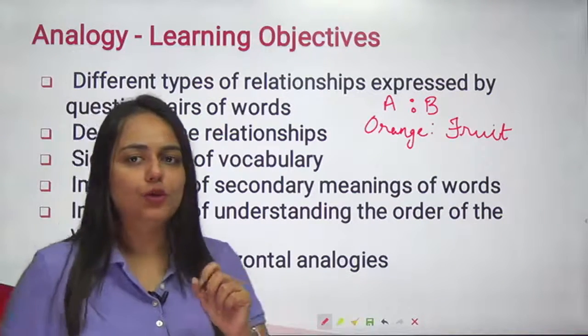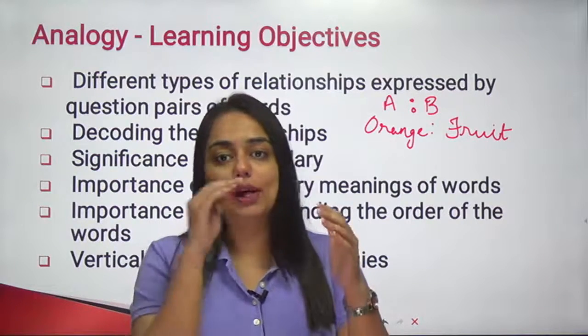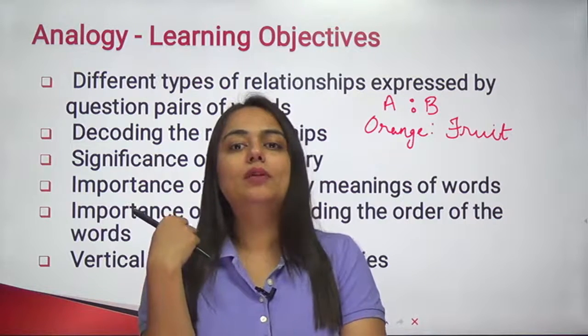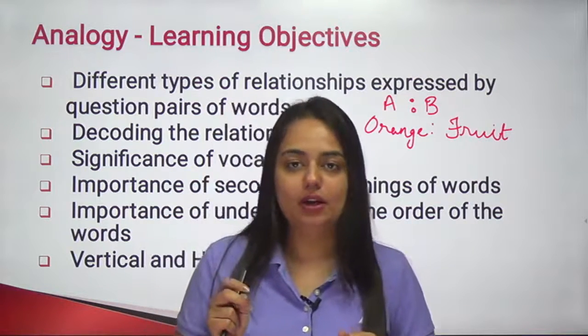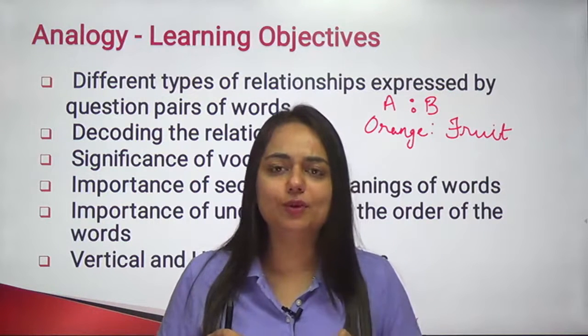Now, often you have decoded one relationship, but then there is no option matching that same structure, or probably when you see the words of the question pair, you feel as if there is no relation between the two. So how will we find out the relationship?